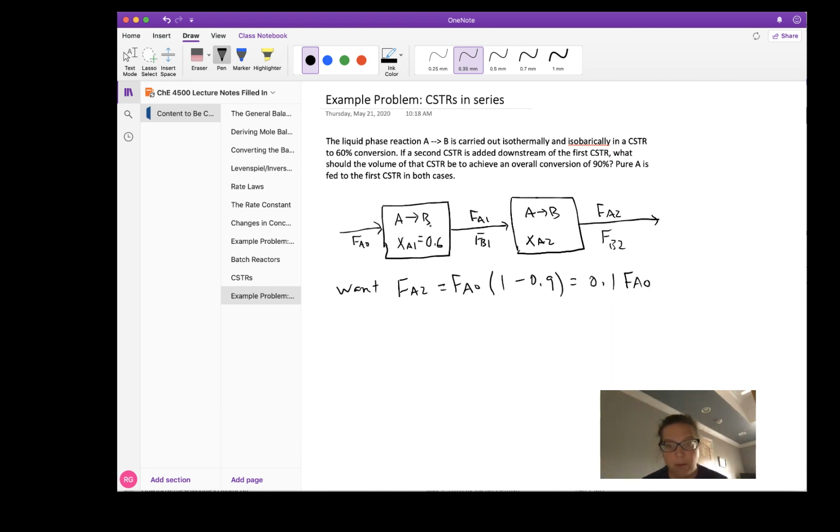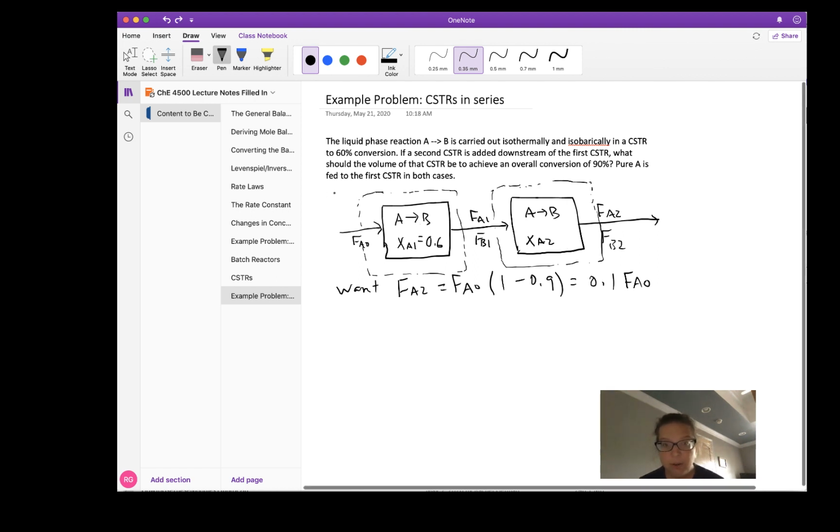So when we talk about overall conversion, there are several different systems within this problem. There's the system of the first CSTR. This is one system, and it has a conversion associated with it, XA1. Or we can look at our second CSTR as a second system. That has a conversion associated with it, XA2. And then we can look at the overall system, and that is the conversion that we want to solve for, the overall conversion of A across the entire system. So that's the target value for FA2.